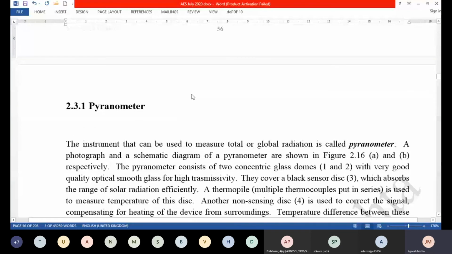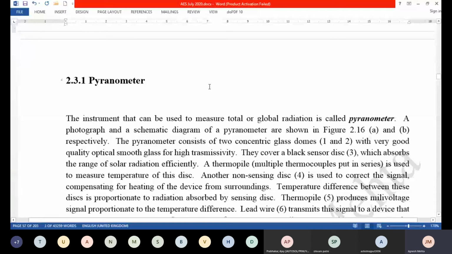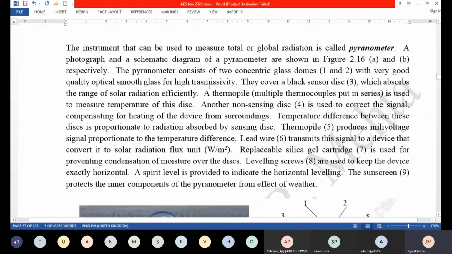So which are the instruments which can be used to find the solar radiation flux or solar irradiance, whose unit is watt per meter square? One of the most important instruments is called the pyranometer. This instrument measures the total radiation, also called global radiation. Total or global radiation is nothing but the sum of direct radiation or beam radiation and diffuse radiation.